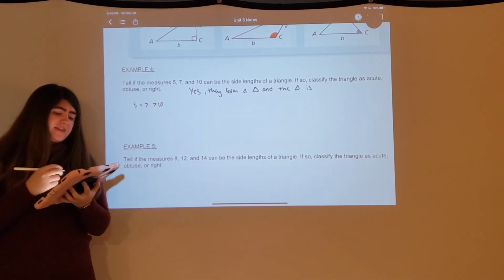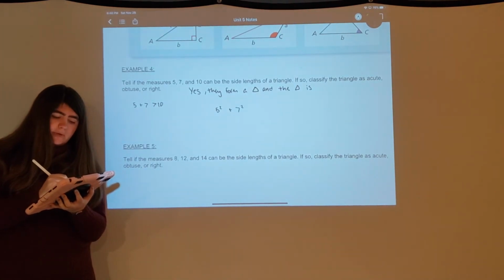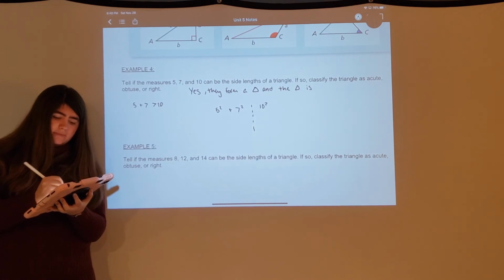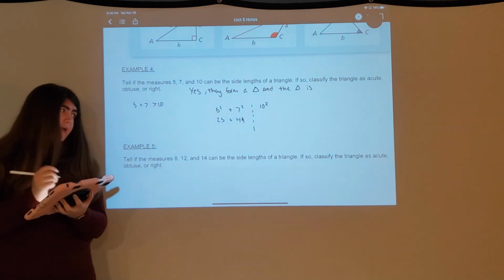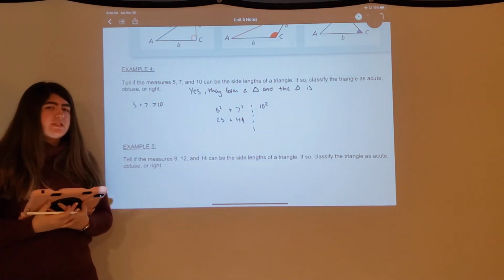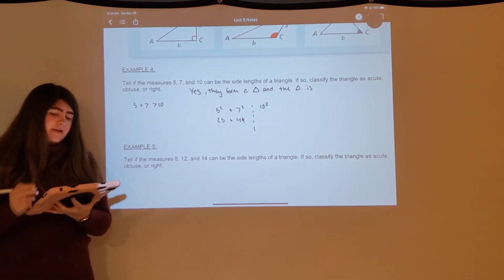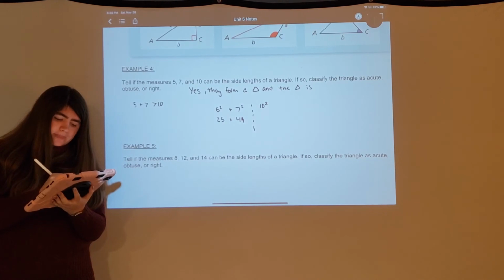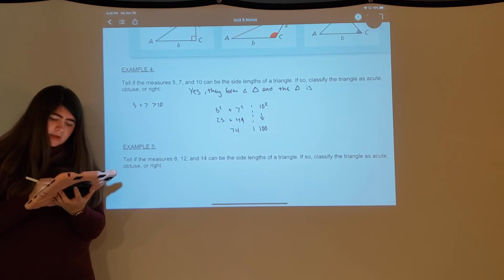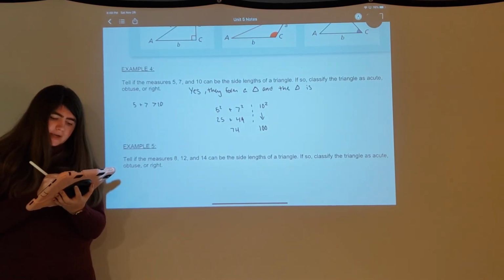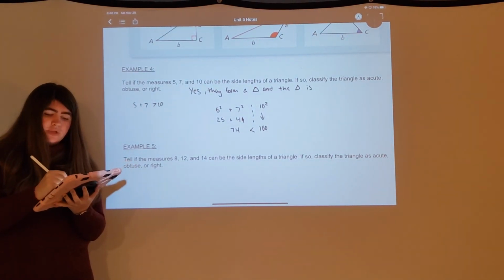So if I take my two small sides, I'm going to compare them again. I have 5 squared plus 7 squared, and I'm comparing that to 10 squared. 5 squared is 25. 7 squared is 49. We're going to add those together. 9 plus 5 is 14, carry the 1. 4 plus 2 is 6, plus 1 is 7, so I have 74. And 10 squared is 100. And 100 is greater than 74, so c squared is greater, which means the triangle is obtuse.